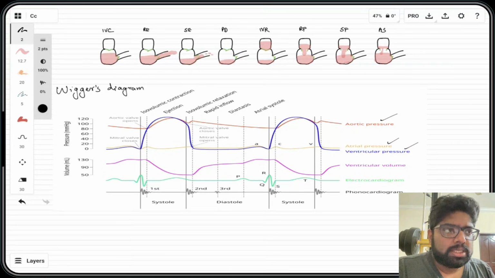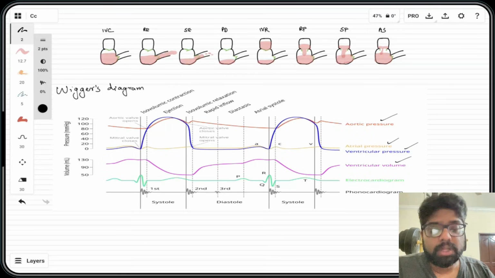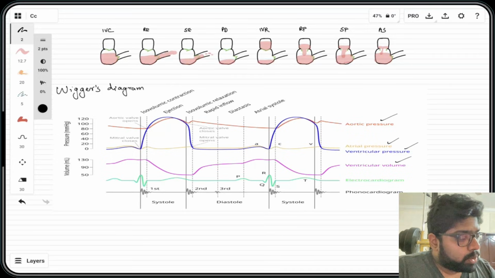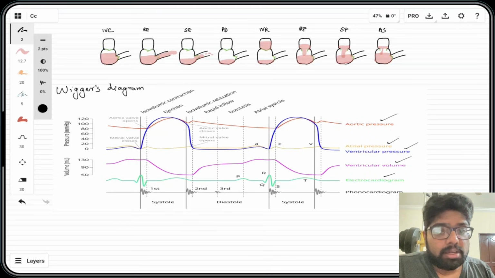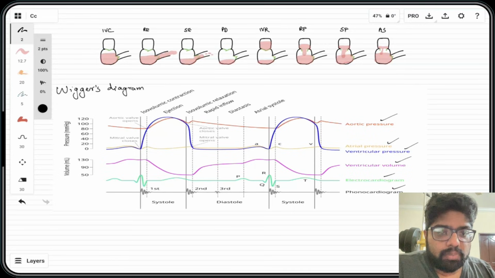What about the volume changes? Volume does change in the atria and ventricle, but we are going to be focusing on the ventricle. So you have a ventricular volume curve. We are also going to superimpose the electrical changes that occur during the cardiac cycle, known as the electrocardiogram. We are also going to be looking at the phonocardiogram, which records the valvular events that happen, the heart sounds mainly.